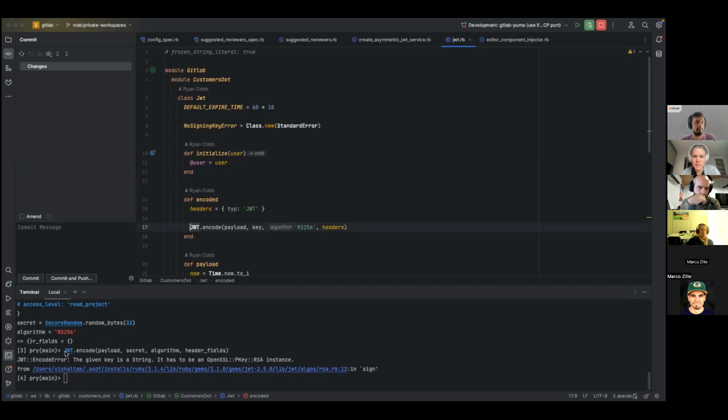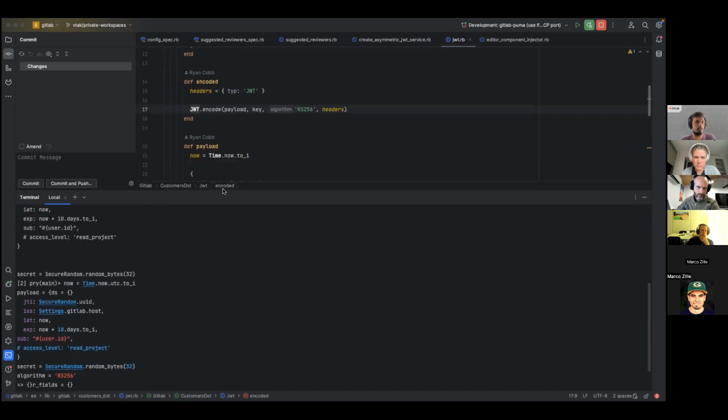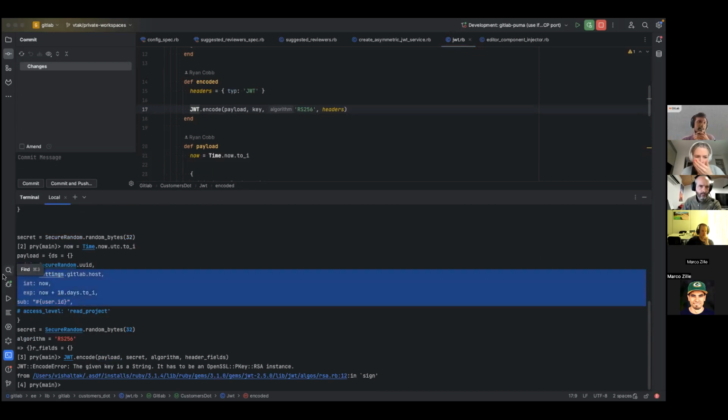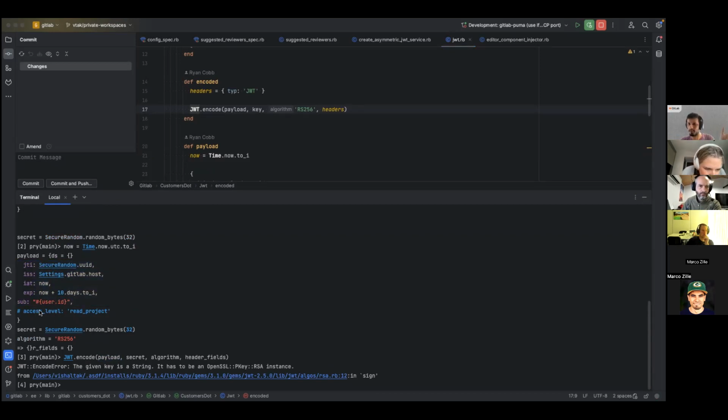I figured out there's an inbuilt class called JWT, and you need to pass in the payload. The payload looks like this: JTI is just a random UID so that replay attacks cannot happen. Who is the issuer? In this case, this will be gdk.test. When it was issued at, what is the expiry, and the subject, on whom do we want to issue this token, who it is related to, right? So I set that as payload, and eventually I want to set the access level as well, that this token will only be valid for maybe write a repository or something like that.